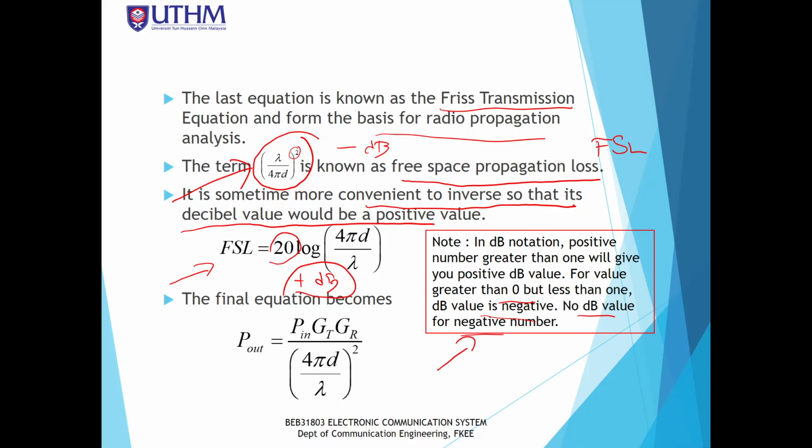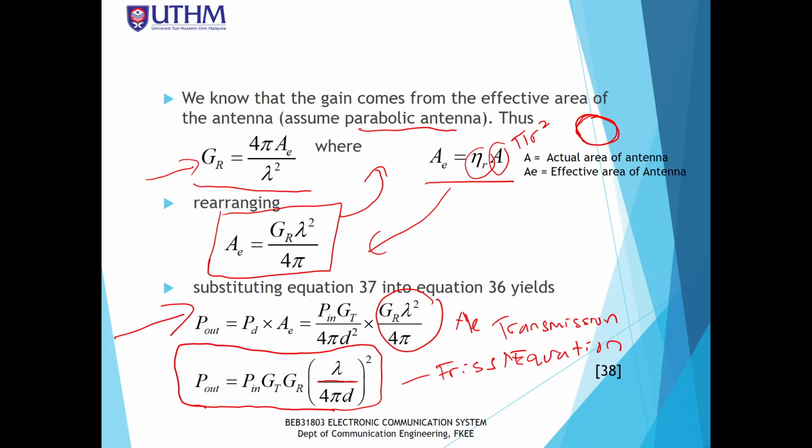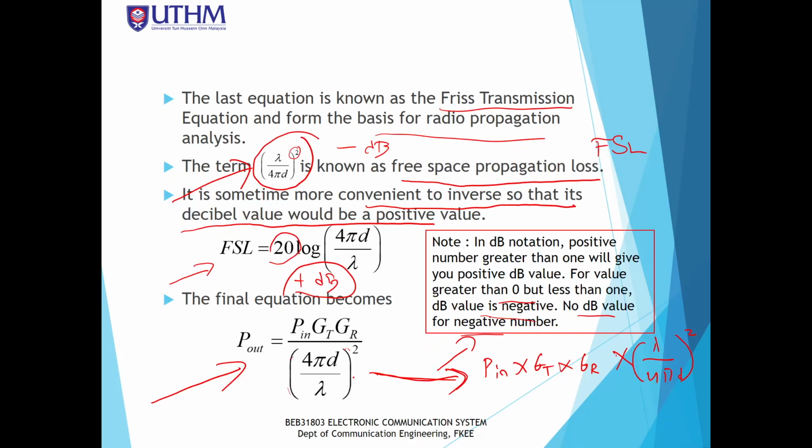So here, ini sama macam tadi. This is actually the same as if you do P input multiplied GT multiplied GR multiplied with lambda over 4 pi d square. Ini sama lah. Okay, sama. So if you want to divide, that means you put it in the log in the denominator. Ini sama. So jangan confuse, ini sama. Sama seperti ini. Dia letak di bawah, dia bahagikan, and then it becomes like this.